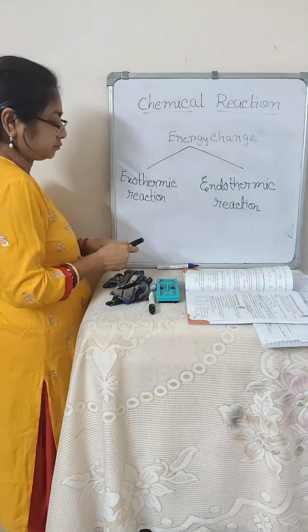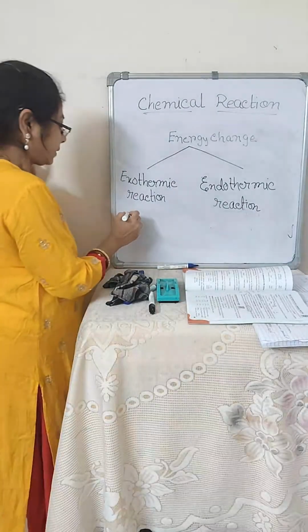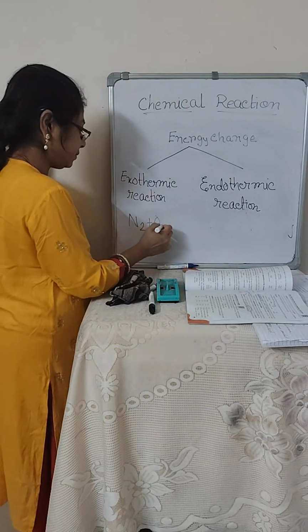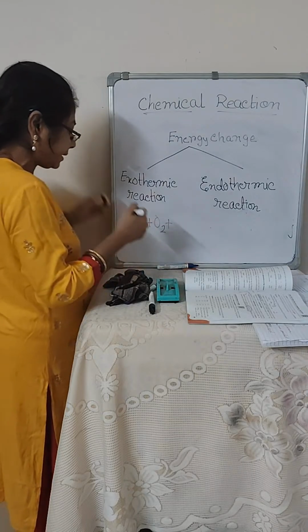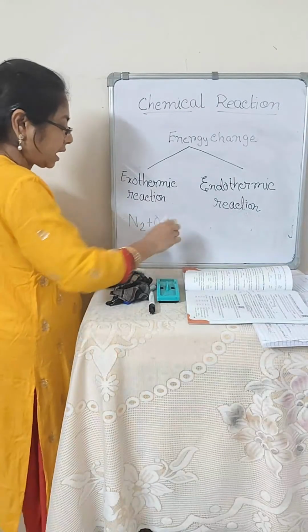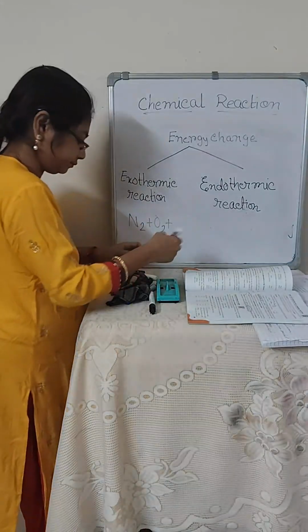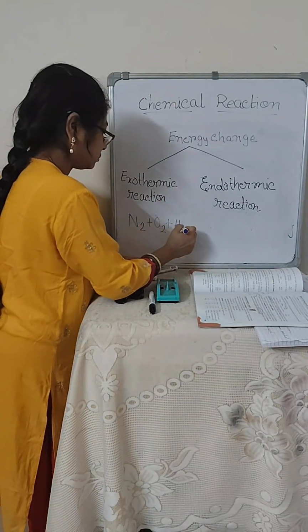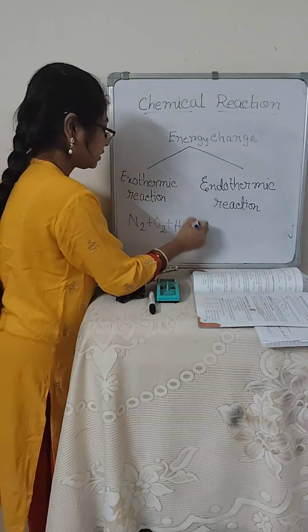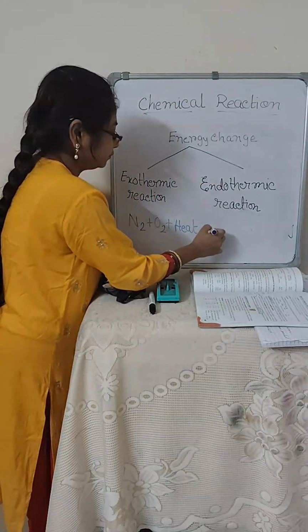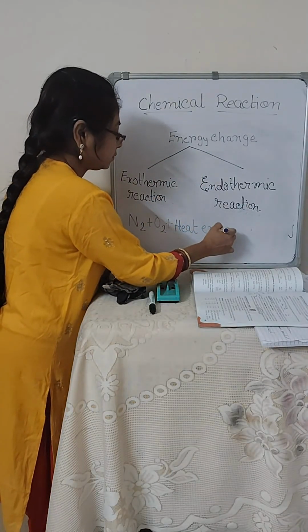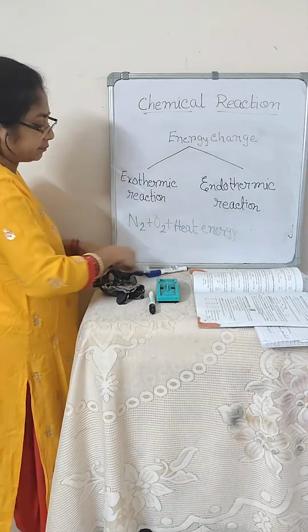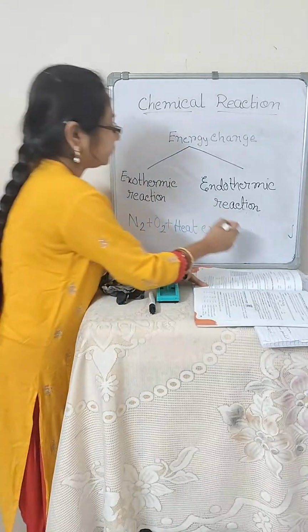Nitrogen plus oxygen plus heat given. I give heat energy. Heat absorbed. What happened? Nitric oxide is formed.